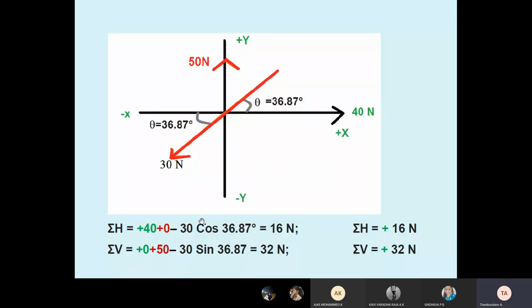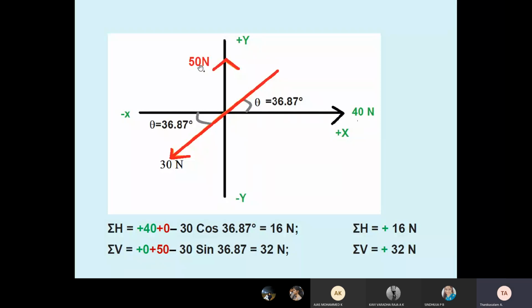The first force, 40, is acting in the x direction. Therefore, I put plus 40. The 40 is not acting in the y direction. So that's why I put 0. See, I should not have written the 0 also. For understanding purposes, I have written it here. The 0 means the 40 Newton is not having any vertical direction force.